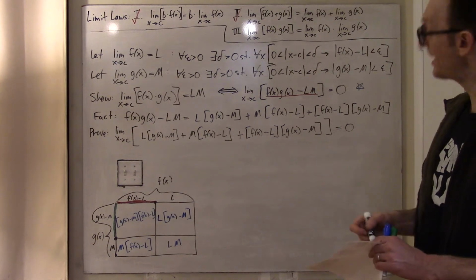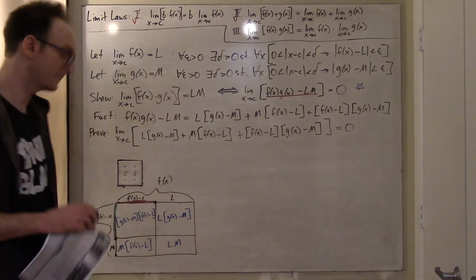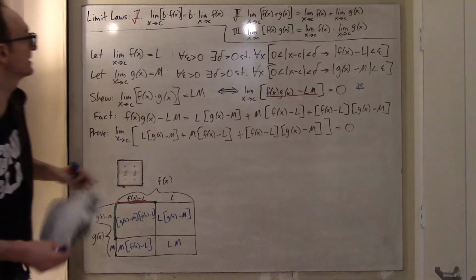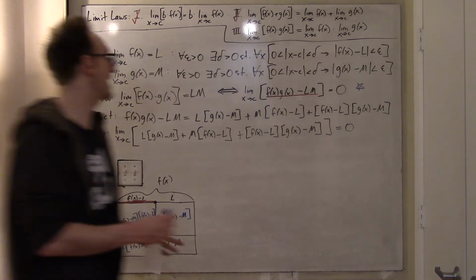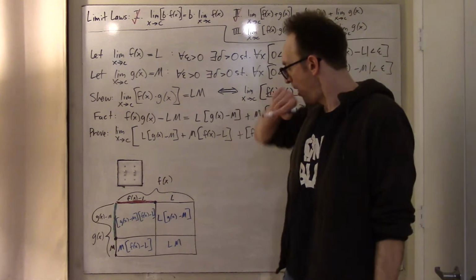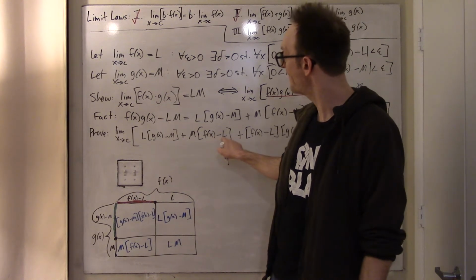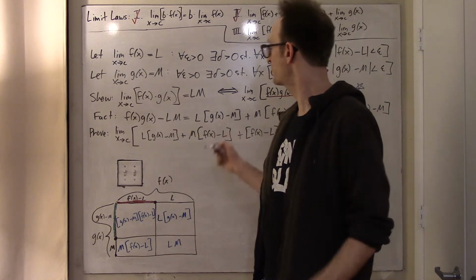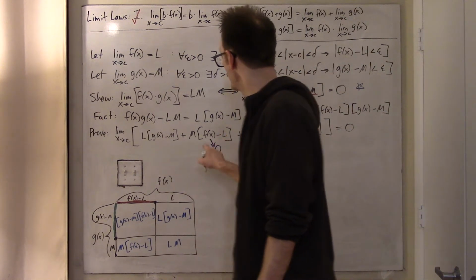But here's the thing. I don't have space to write this whole thing out, but applying the lemma once again, since the limit as x approaches c of f is L, that means that the limit as x approaches c of f minus L is 0. So this, I don't really want to write this out, so I'm just not going to. This goes to 0.